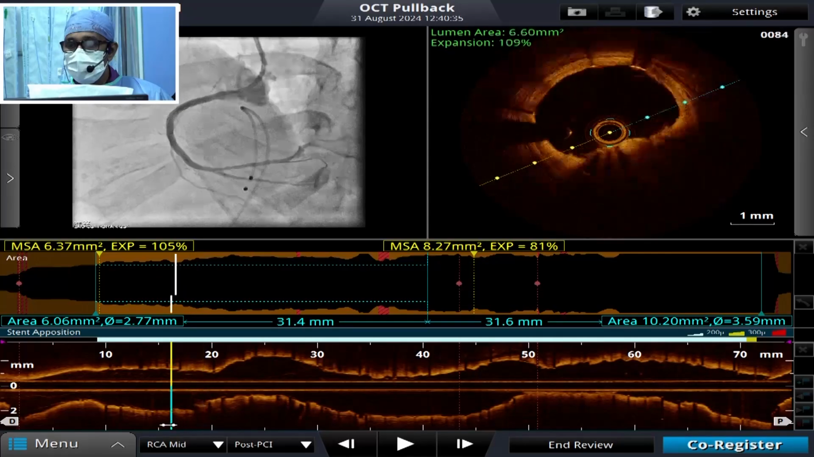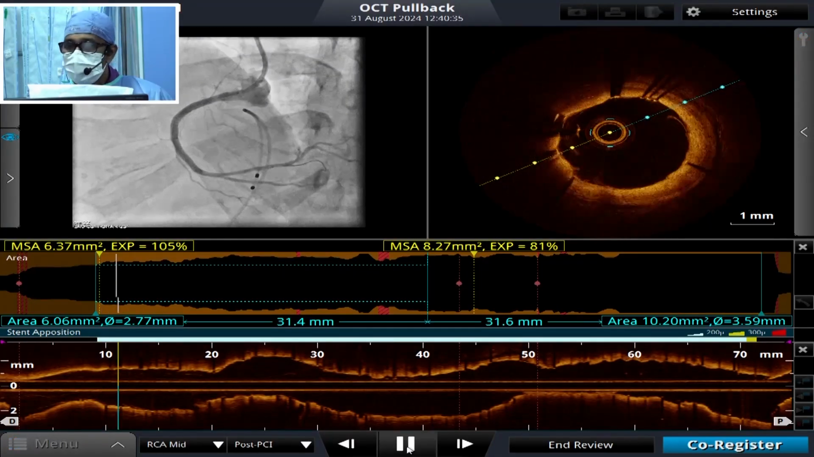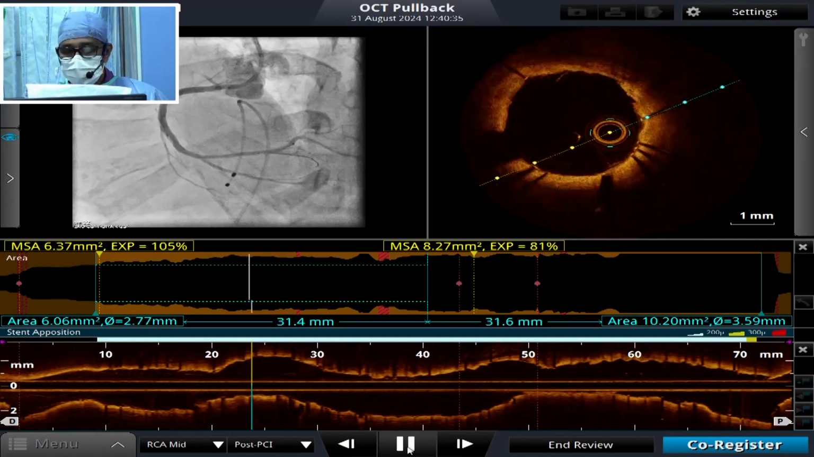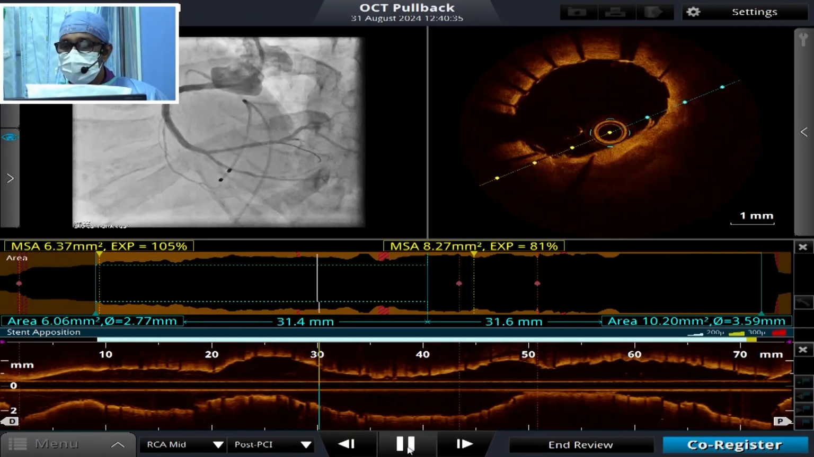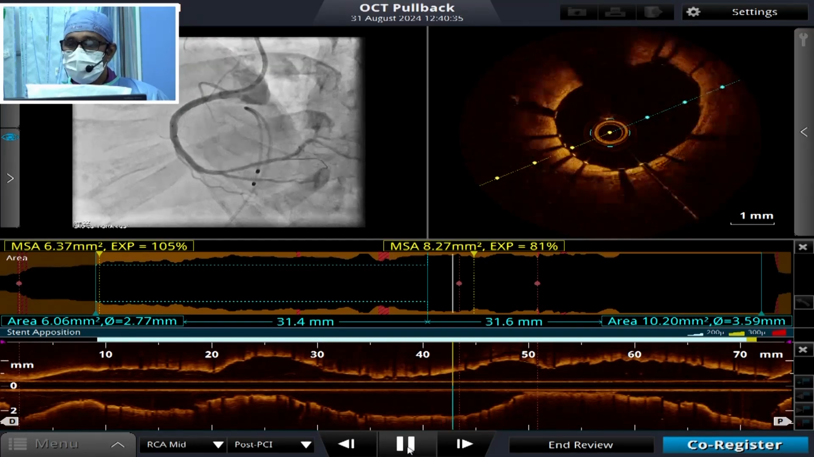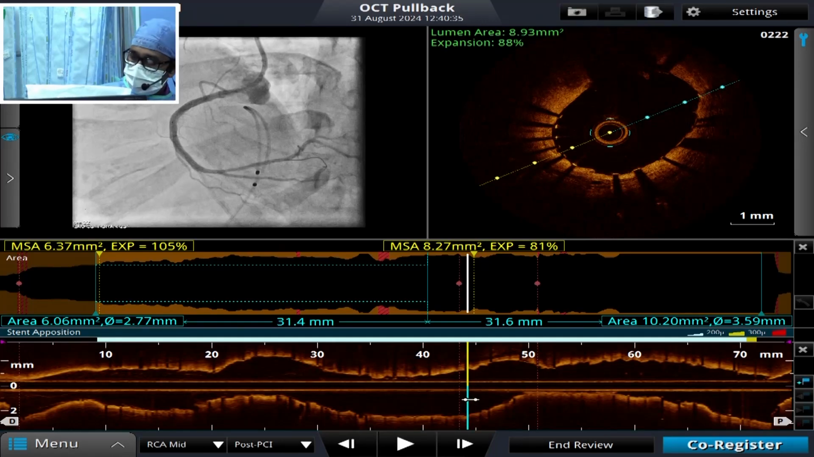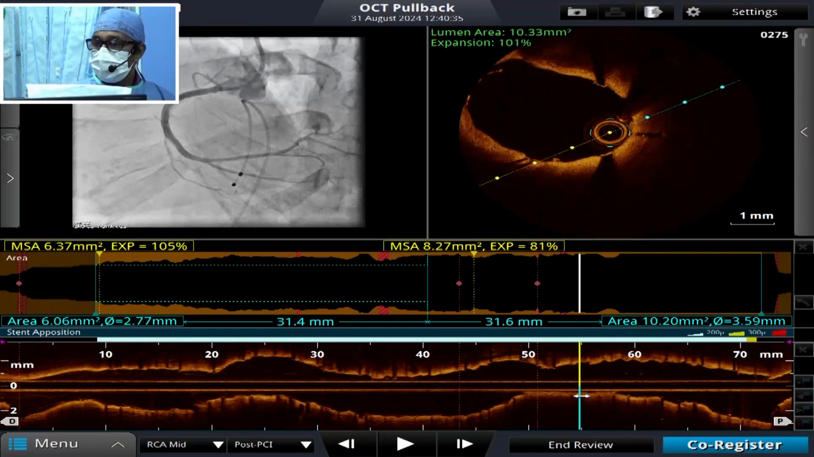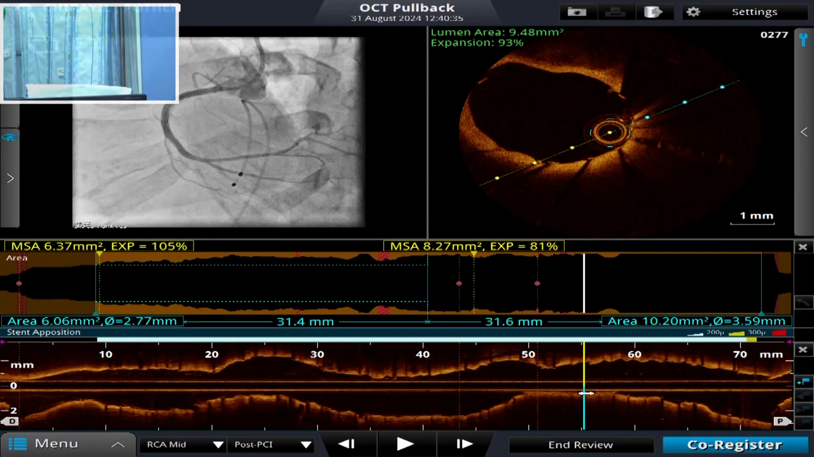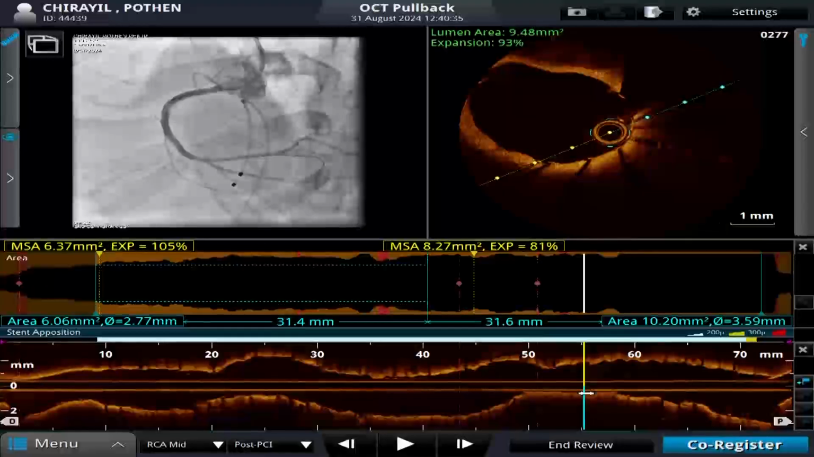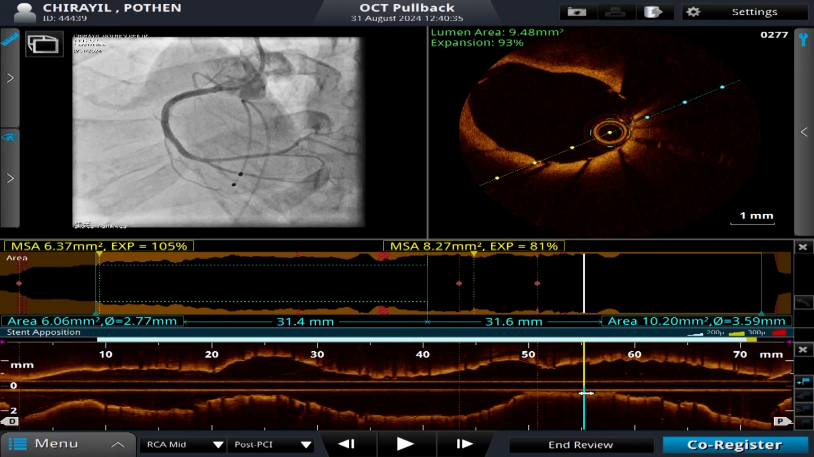We'll give some nitro and do some final images. Check NTG. You can give this. That's the final image we'll do and stop. And flush it. This is saline. Okay, we are done. Can't touch.